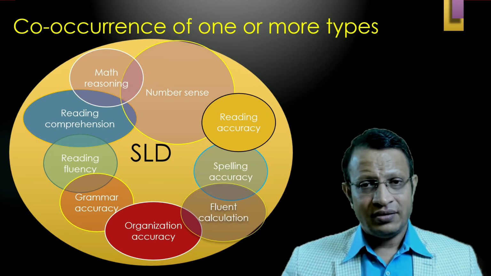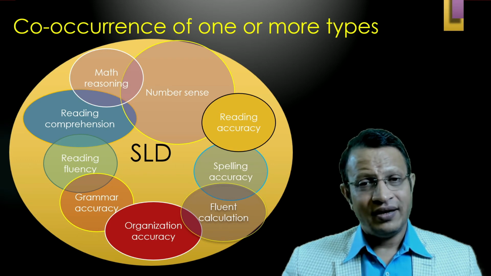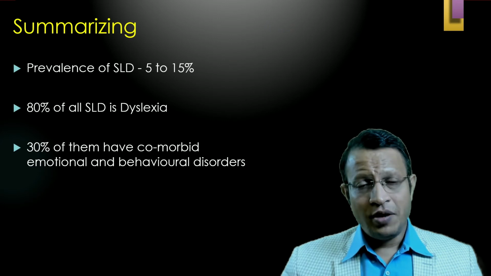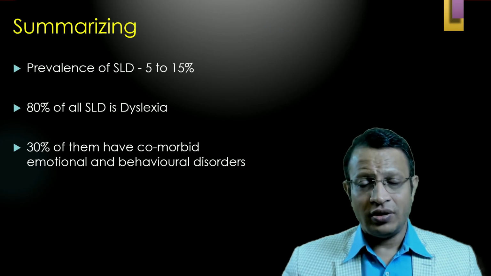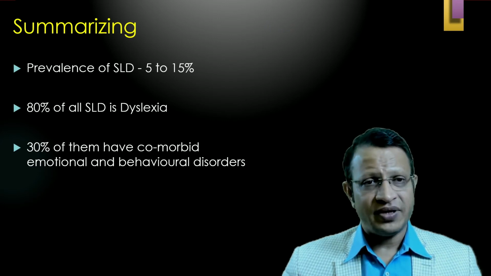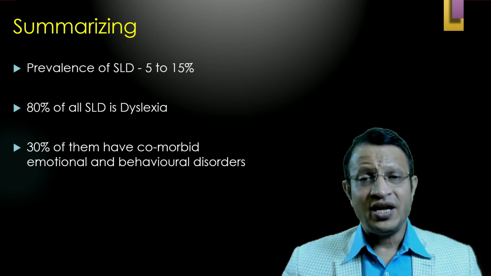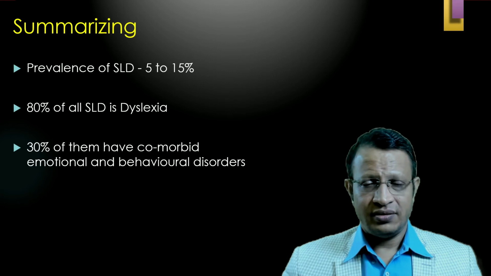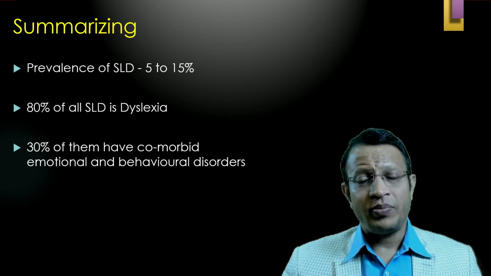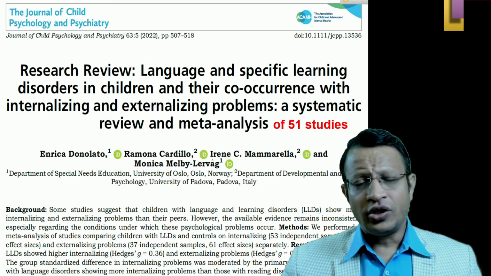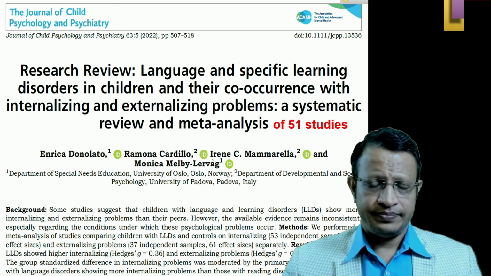Further, the child also will have difficulty in mathematics. And to summarize this, prevalence of specific learning disorder moves between 5 to 15%. 80% of all SLD is dyslexia. That means dyslexia is commonest. 30% of them have comorbid emotional and behavioral disorders. Let's look into those comorbid conditions.